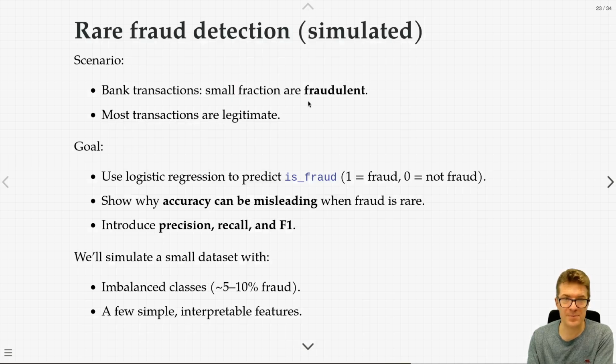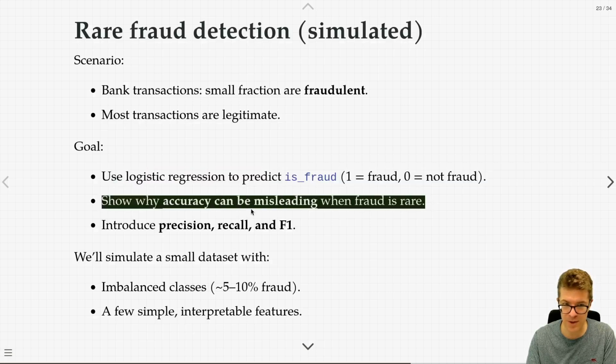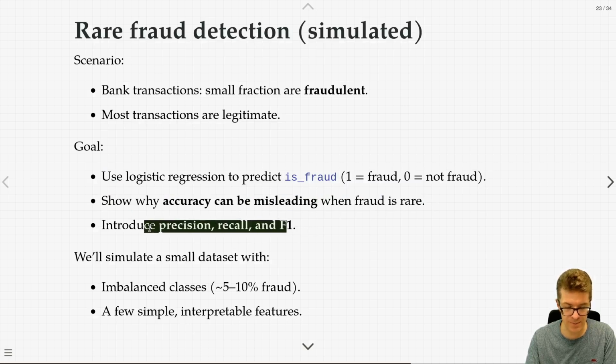Second worked example. This is actually going to be about fraud now. We have bank transactions. A very small percentage of them are fraudulent, but the overwhelming majority are legitimate, but we want to find the fraudulent cases. So we want to train a logistic regression model to predict: is this fraud? Yes, 1, or no, 0. I'm going to try to show you why accuracy can be misleading. This is the lesson you're going to learn. And we're going to look at an implementation of precision, recall, and F1. This is all going to be simulated.